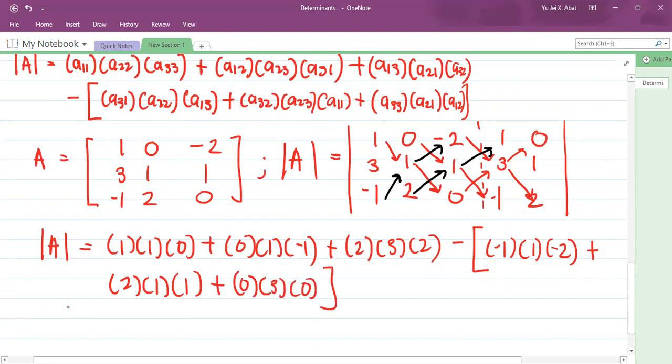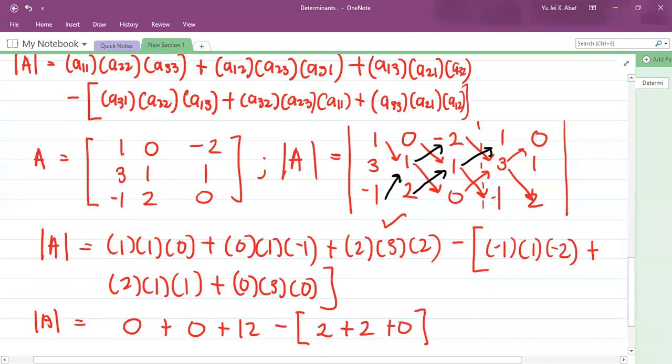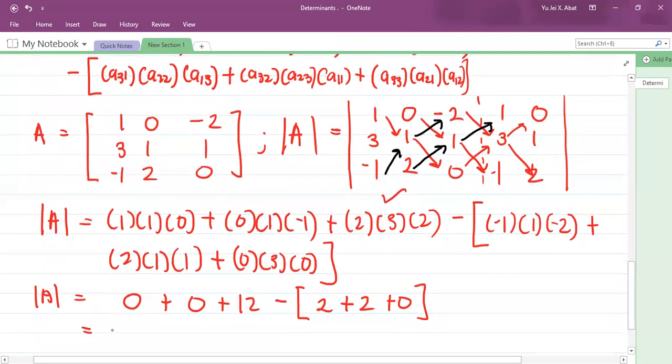Then we have parentheses. Okay, so 1 times 0, that's 0. And then another one is 0. 2 times 3 is 6. Times 2 is 12. Ito yon. Then minus. Okay, negative 1 times negative 2 is 2 times 1 is 2 plus 2. And then plus 0. Okay, so you have there 12. Okay, and then we have 4. So may minus sign ka dito, distribute mo. 2 plus 2 is 4. So minus 4, that is 8. That is our determinant.